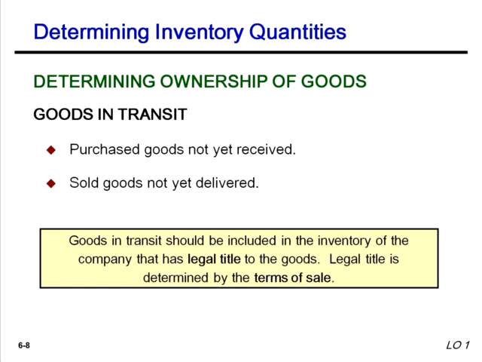So if we go back to our discussion in Chapter 5, we talked about FOB shipping point. The legal title to goods passes from the seller to the buyer when the seller hands over those goods to the shipper. And as I mentioned, as examples, UPS and FedEx. So in that case, the buyer should include those goods in transit as inventory. If we look at FOB destination, legal title does not pass until the buyer actually receives the goods. So in that case, the seller would include those units in inventory until the buyer receives them.